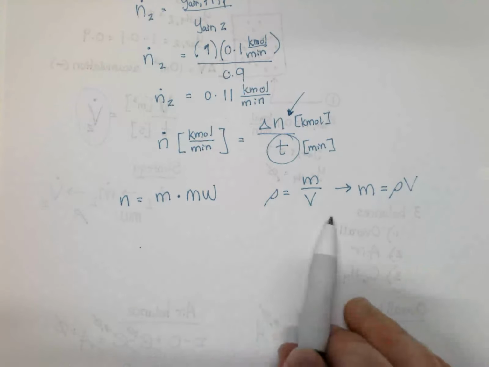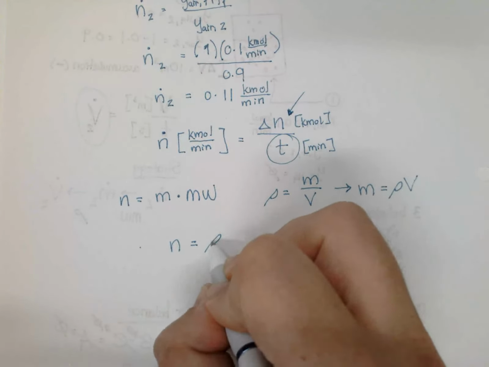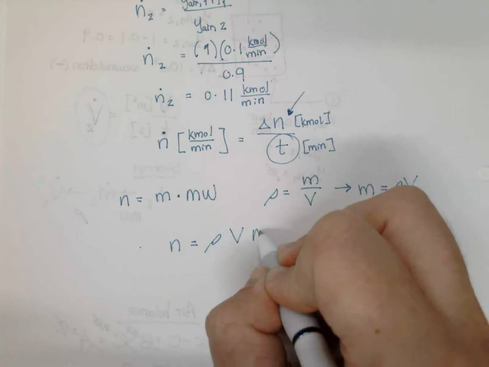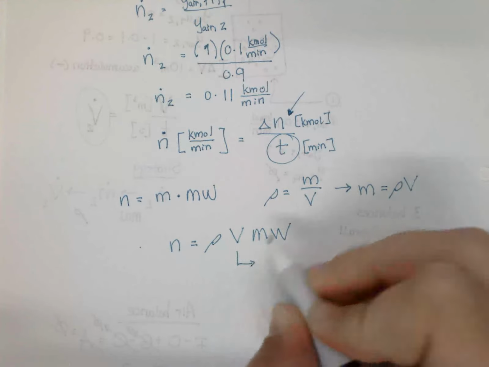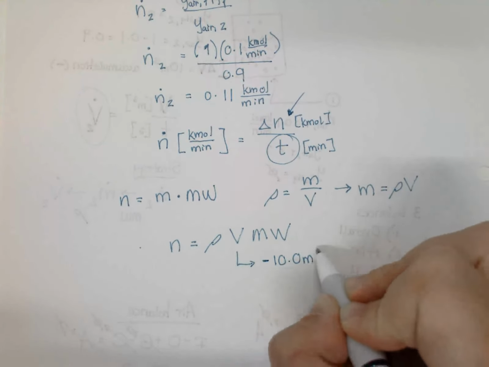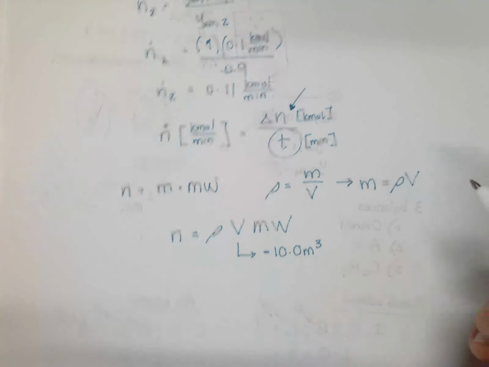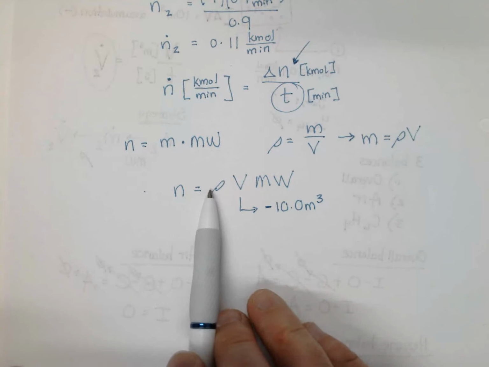We also know density equals mass over volume, so therefore mass equals density times volume. What if we put these two together? Well, N will be the density times the volume divided by the molecular weight. Now we know this volume. This volume is a loss, a negative 10 meters cubed. So we actually can't get around looking up these numbers. We actually have to look up these numbers.